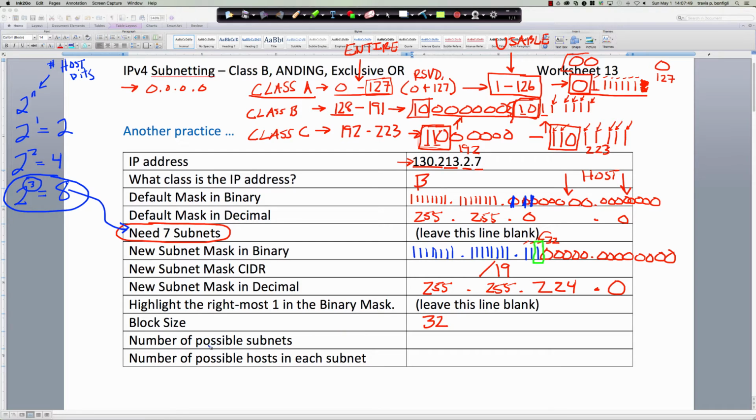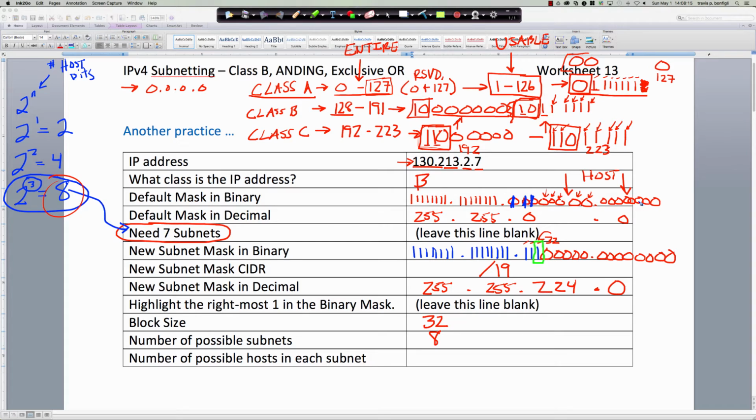130.213.2.7. So the number of possible subnets, well, we know that we've got 2 to the 3, so that's 8. Number of possible hosts in each subnet. Well, that math is going to be a little more difficult because we're looking at a /19. So how many host bits do we have remaining here? We've got 13 host bits, right, in a /19.